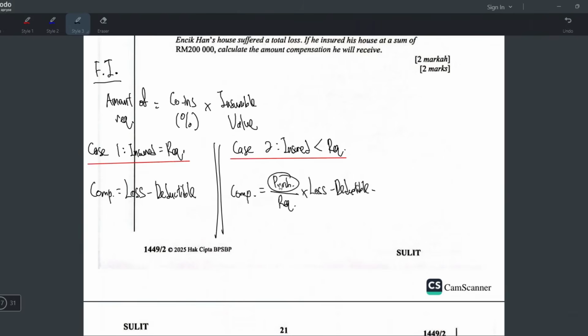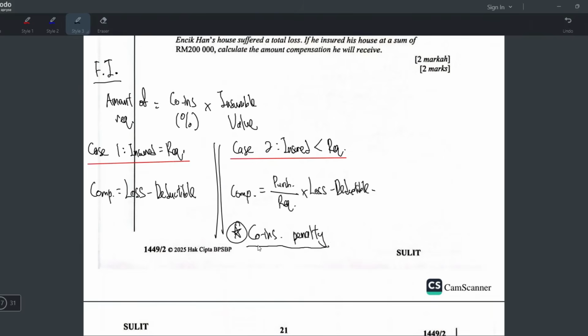Yes, because purchase means what you bought. So you bought less, right? So the smaller one write on top, and then over required, multiplied by loss, to find the compensation. But for that case, there will be a co-insurance penalty. Okay, there will be a co-insurance penalty. What is penalty? It's like a punishment, right? Like a sentence. Why is there a punishment? Because you bought less than the required. So there will be a penalty.